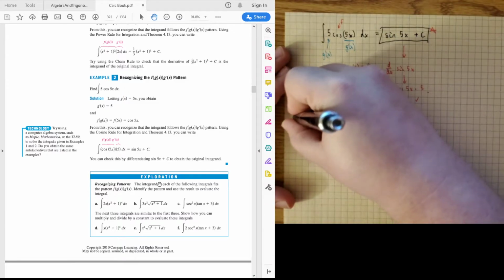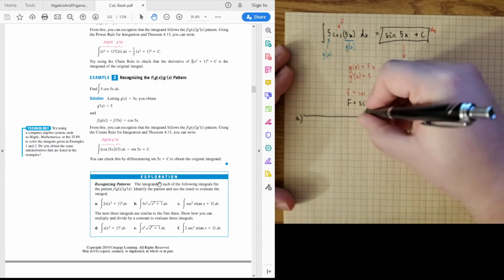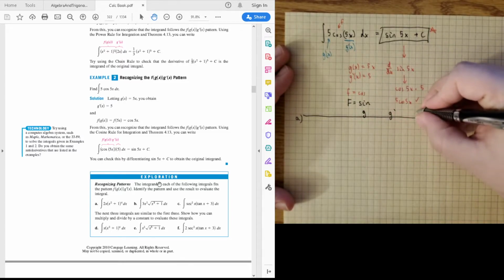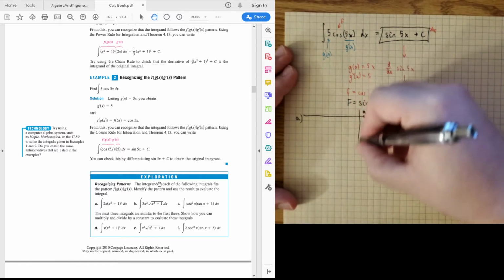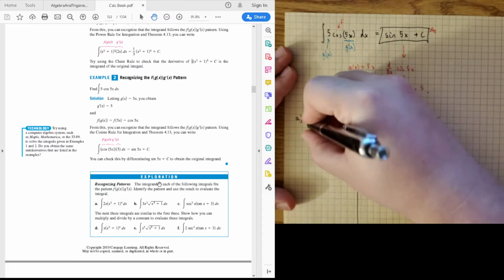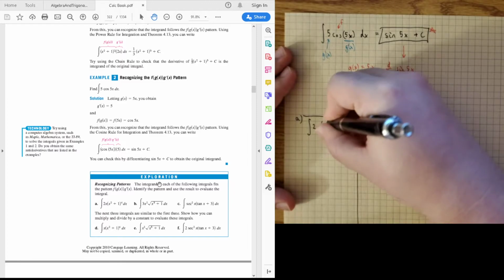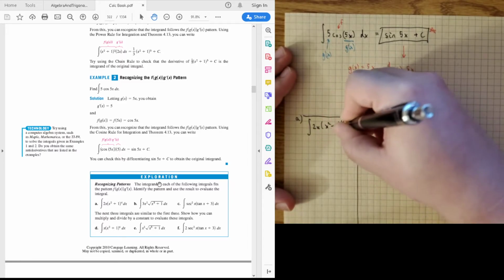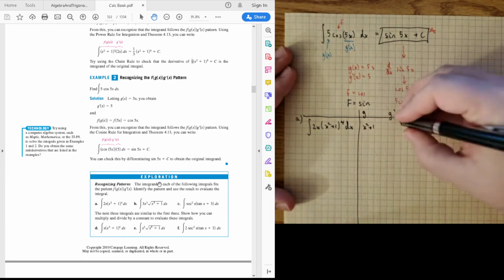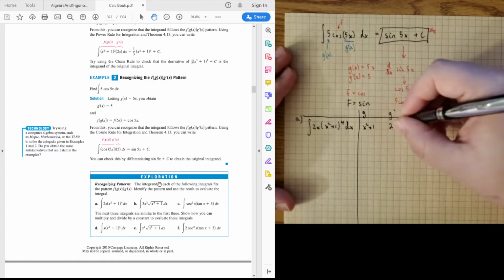Let's talk about part A. For each one of these, I'm going to ask 3 questions: what's the g function, what's the g prime, and what's the f? So for A, we have the integral of 2x times (x squared plus 1) to the 4th power dx. Well, my inner function is x squared plus 1. So what's the derivative of x squared plus 1? Well, it's 2x.